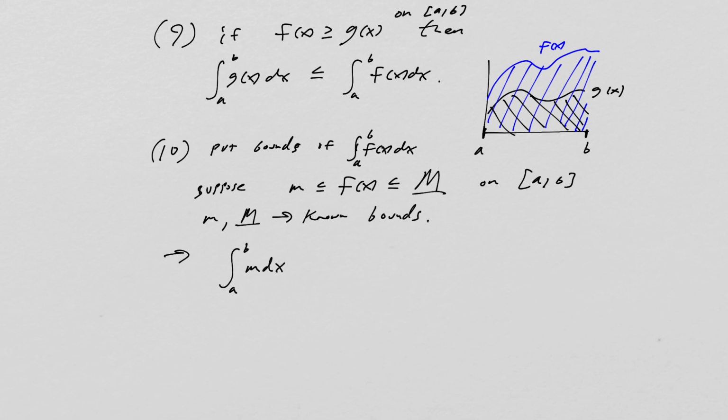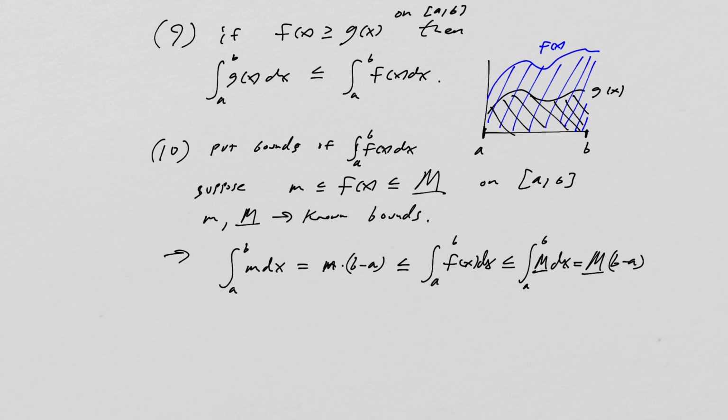So we can say the following: the integral a to b of little m dx, and this is really just taking our property 9, we know that's going to be m times b minus a. In fact, that was our property 1 that we're using there. That is going to be less than or equal to the integral of a to b of f of x dx, which is then in turn going to be smaller than the integral from a to b of capital M dx, which we know is going to be M times b minus a.